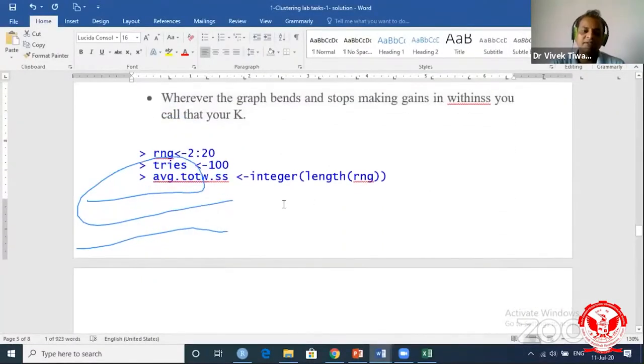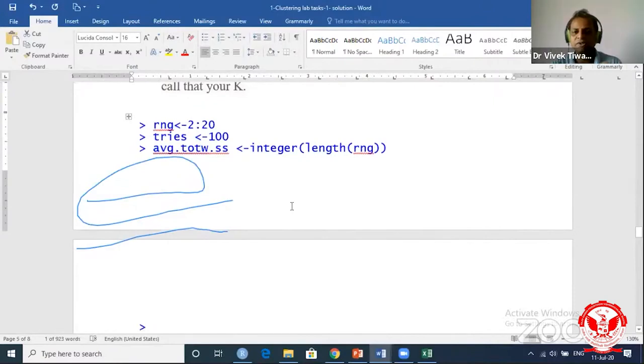Okay, so the elbow method, how to implement it? I already discussed the elbow method, so let me explain the code. I will not go into the detail. In the elbow method, I have to run my algorithm with all the possible values of k. For simplicity, here I am running my algorithm for k equal to 2 to k equal to 20.